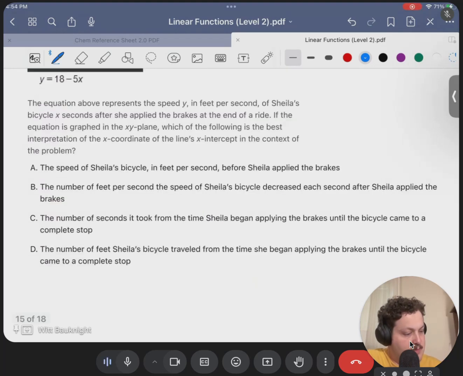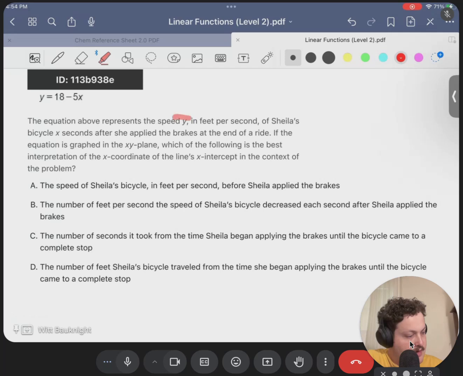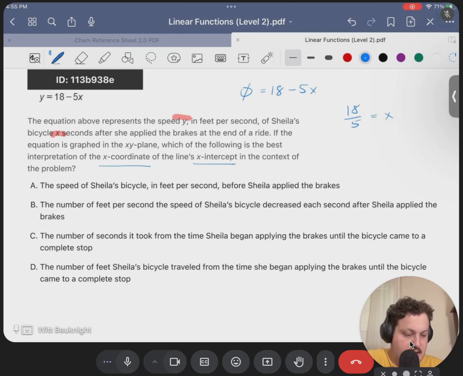15. Equation above represents the speed y of Sheila's bicycle x seconds after she applies the brake at the end of the bike. If the equation is graphed on the xy plane, which of the following is the best interpretation of the x-coordinate of the line's x-intercept? Let's figure out what the x-intercept is. 0 is equal to 18 minus 5x. So 18 over 5 equals x. 18 over 5 is roughly 3, or it is 3.6. So after 3.6 seconds, we should be done.